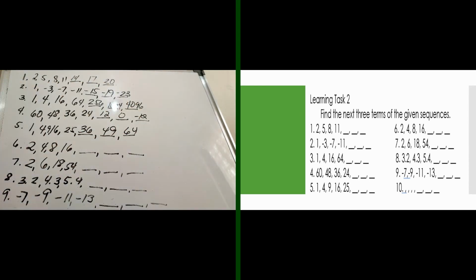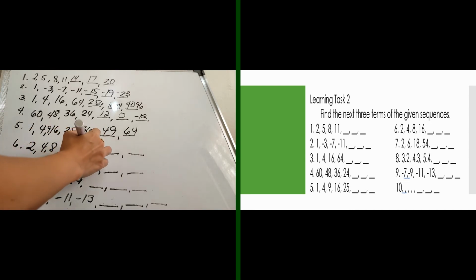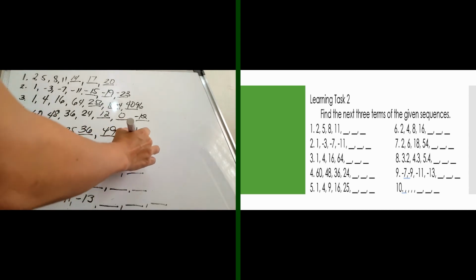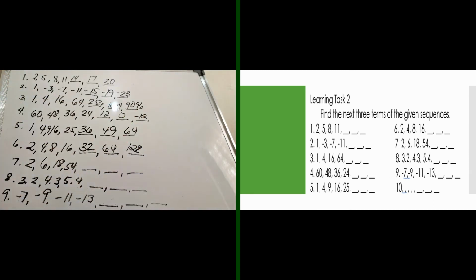For number 6, it is increasing in order, so it is either adding or multiplying. So in here, we're just going to multiply the term by 2. 2 times 2 is 4, times 2 is 8, times 2 is 16, 16 times 2 is 32, times 2 is 64, and times 2 we have 128.